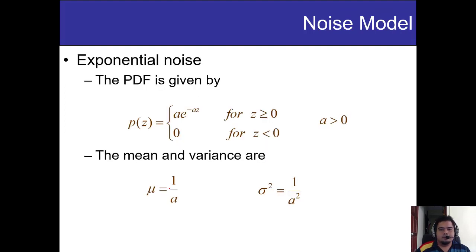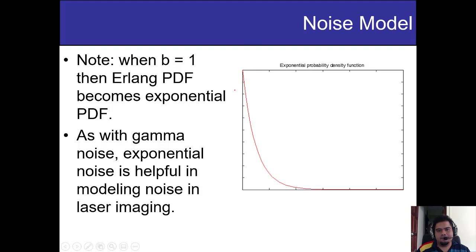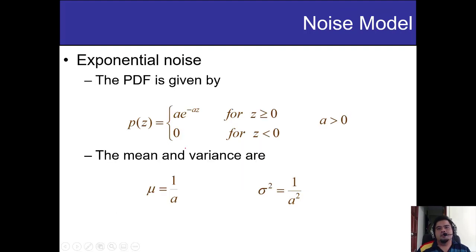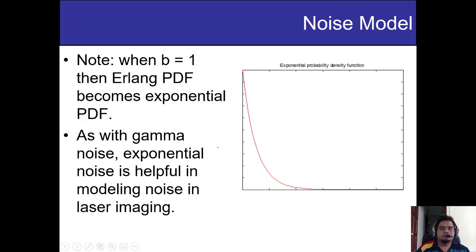Another noise model is called exponential noise. This is the expression, and this is how to measure the mean and variance. In this case, you only need the variable A. If you plot your PDF and it looks like this, you need to find A before you can proceed with this expression to calculate the PDF model for your noise.